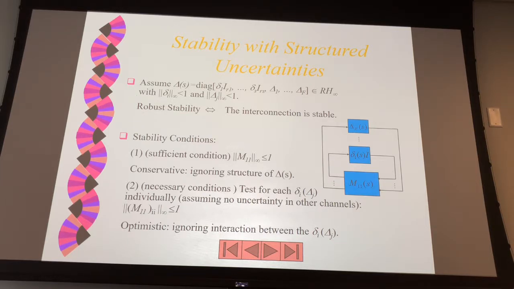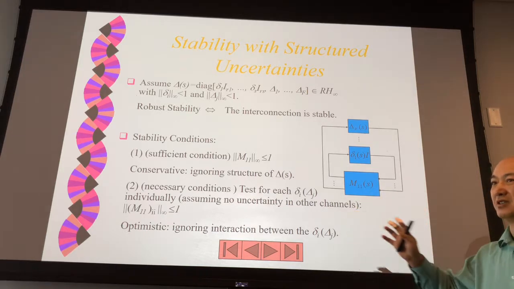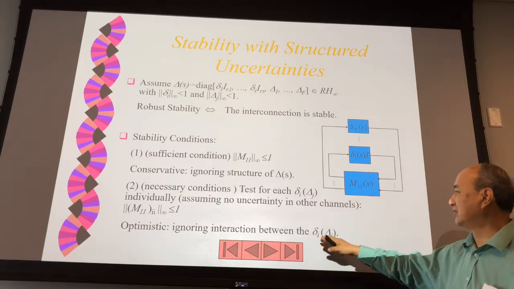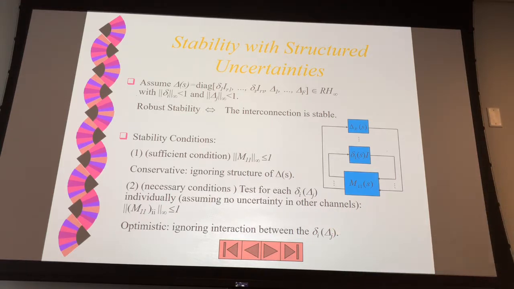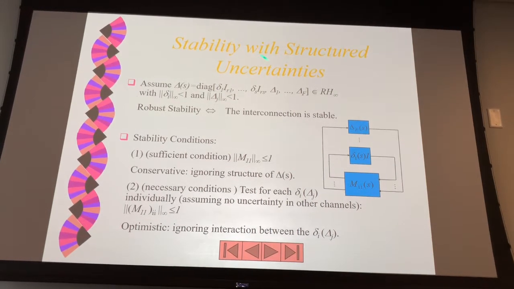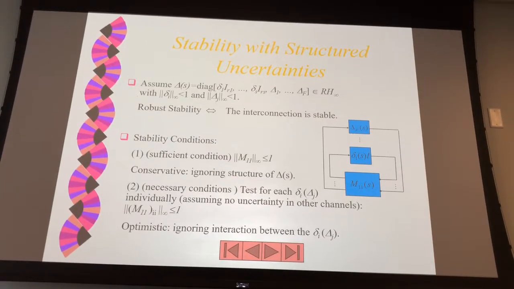But it may not be necessary. So it means there's some conservatism, right? So that's too much, okay? But it is also possible that you say, oh, just individually, channel by channel. That's not going to work. It's too optimistic because you ignore those off-diagonal interactions. So if you say, I only check each channel, no, that problem is not going to work. So how are we going to do it? So then it is called structured robust stability check.